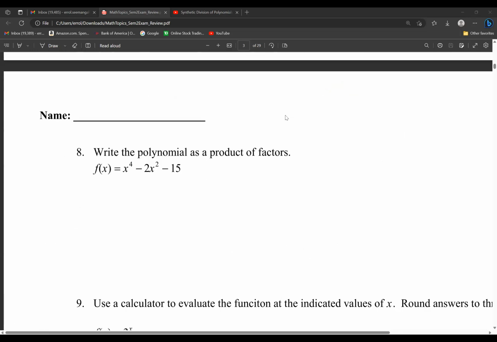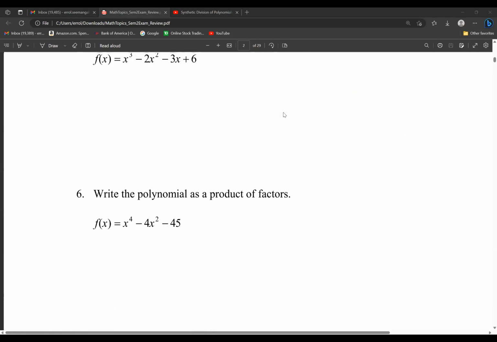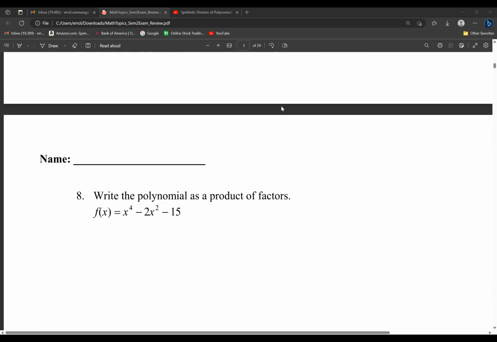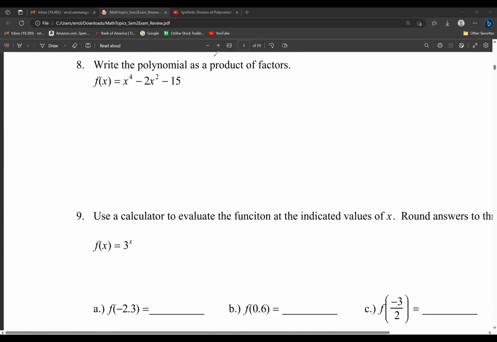All right, write the polynomial as a product of factors. Okay, this one was just like 6. Actually, is it the same question as 6? Oh no. All right, so let's try 8. Write the polynomial as a product of factors. Okay, so first thing we're going to do is just equate this to 0. Equals 0. Okay, how are we going to solve this for x?